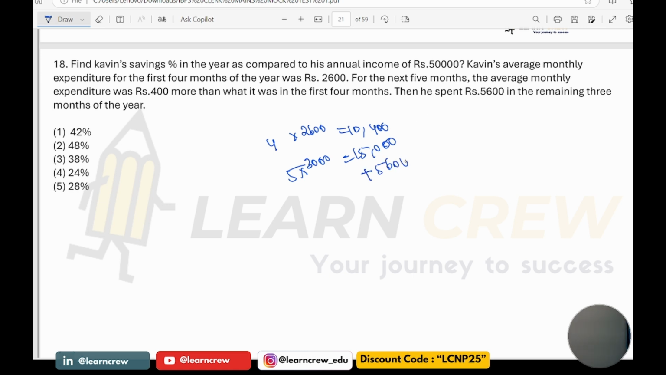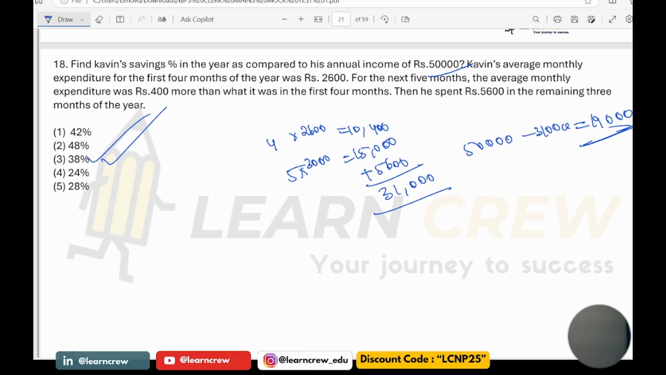5,600. So what is the total? The total would be 31,000. Out of 50,000, if I subtract 31,000, then the saving is how much? 19,000. 19,000, what percentage of 50,000? Which is 38%. So the answer is 38%. Next one.